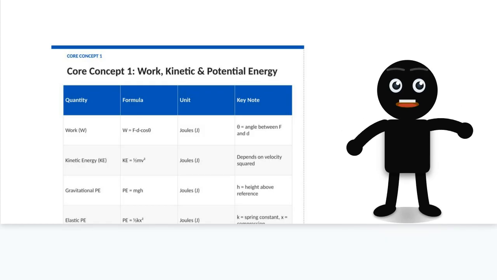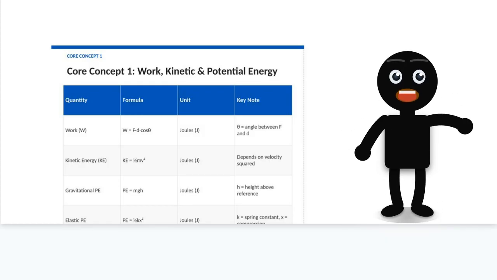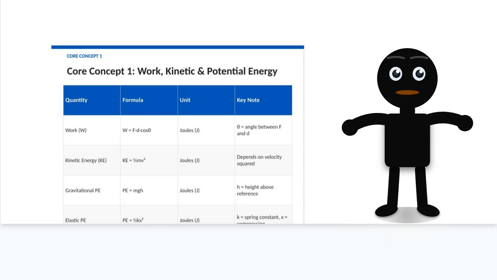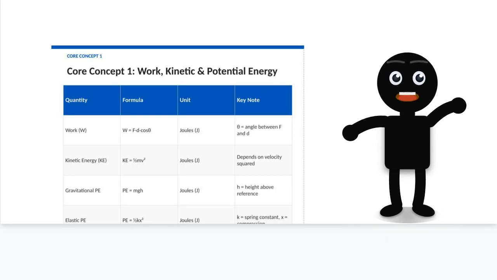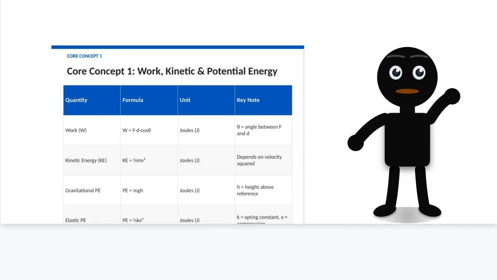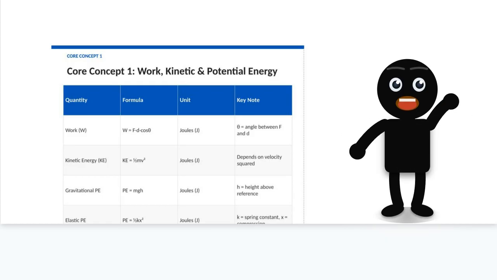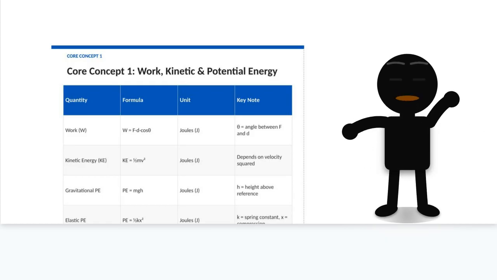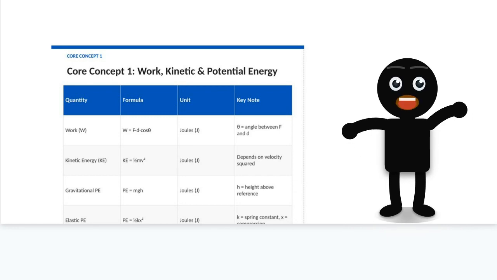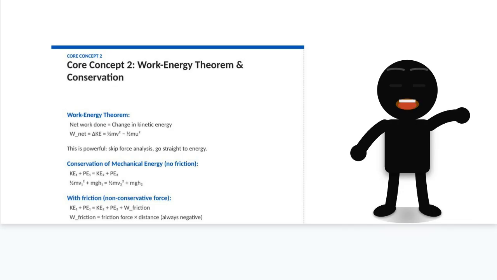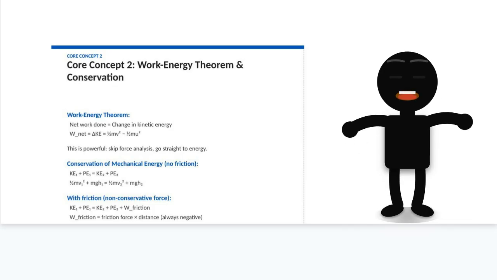Gravitational potential energy is mgh, where h is measured from a reference level you choose. Elastic potential energy, stored in a compressed spring, is 1/2 times spring constant times extension or compression squared. These are the three main energy types you will encounter in NEET, and you must be able to switch between them fluently.